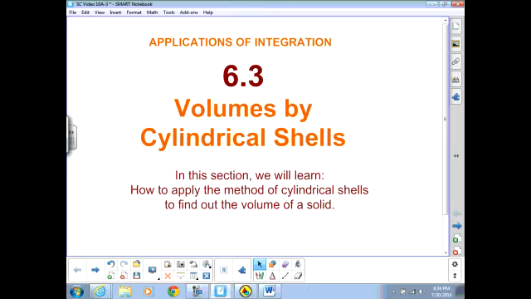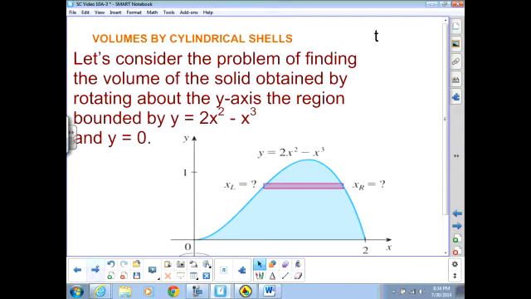In today's video, we'll learn a new method for finding the volumes of a solid. This method is called cylindrical shells. In this particular picture, say we wanted to find the volume of the solid when it's rotated about the y-axis.